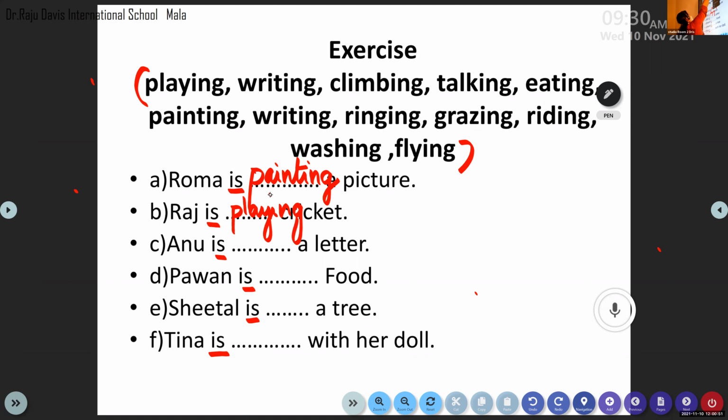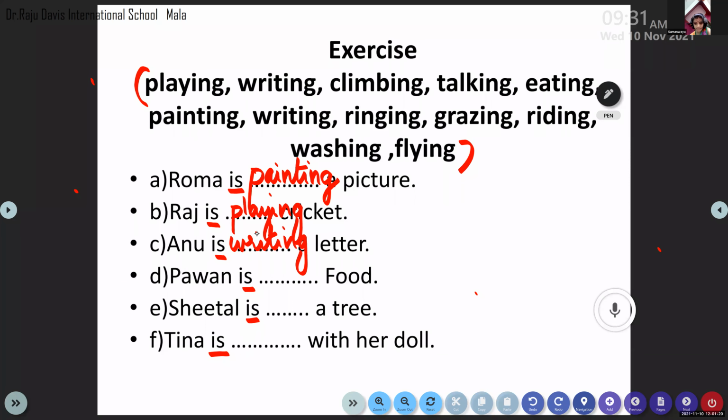Samanvia, come on, read the next question. Yes, ma'am. Anu is dash a letter. So, writing a letter. Yes, very good. Anu is writing a letter. Very good, Samanvia. Thank you, ma'am.